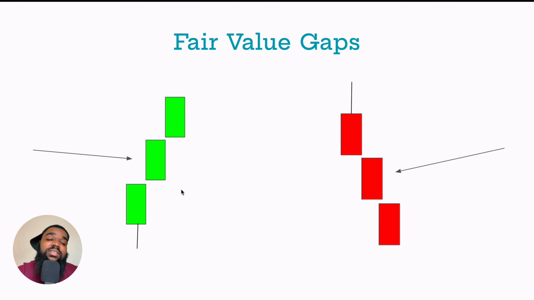And so it's essentially like you're running so fast and you realize your wallet fell out of your pocket, and you come back and you grab your wallet and you keep going. Same thing right here. You're going downhill and you're like, oh shoot, my wallet, I found it right here, boom. And then you keep going down. That's essentially what a fair value gap is.